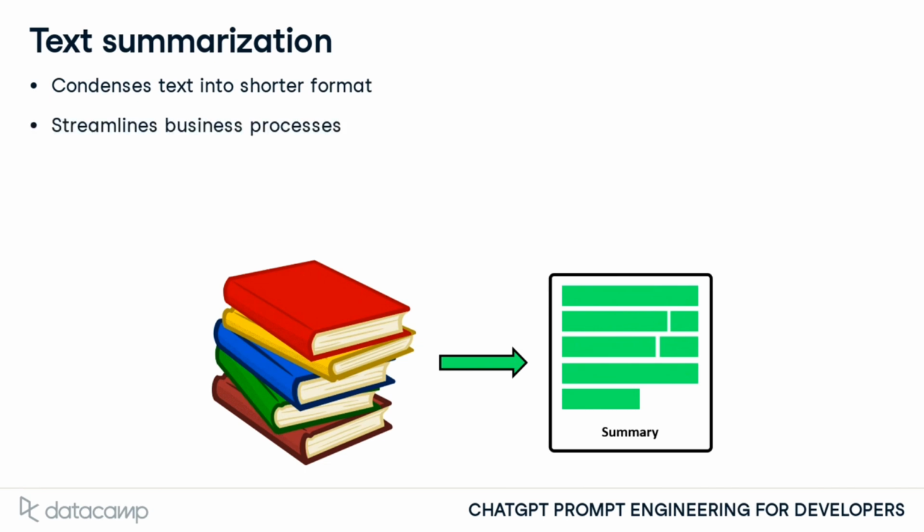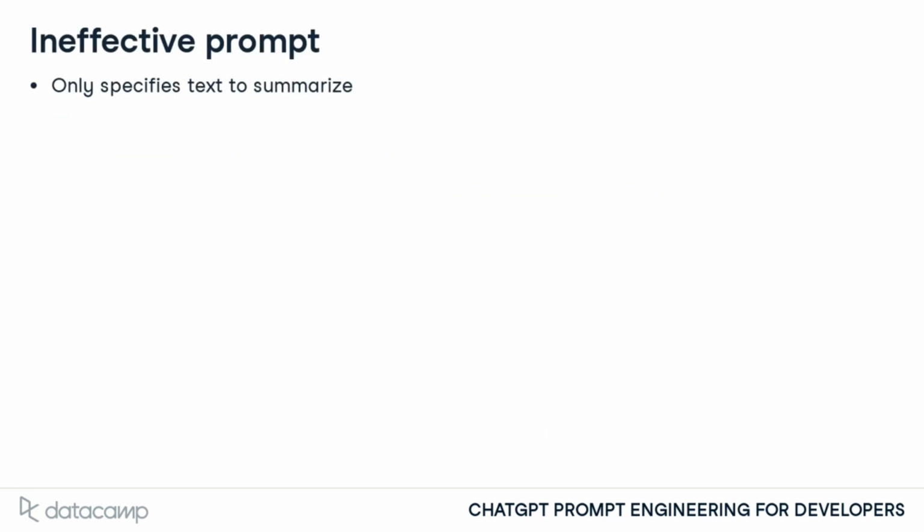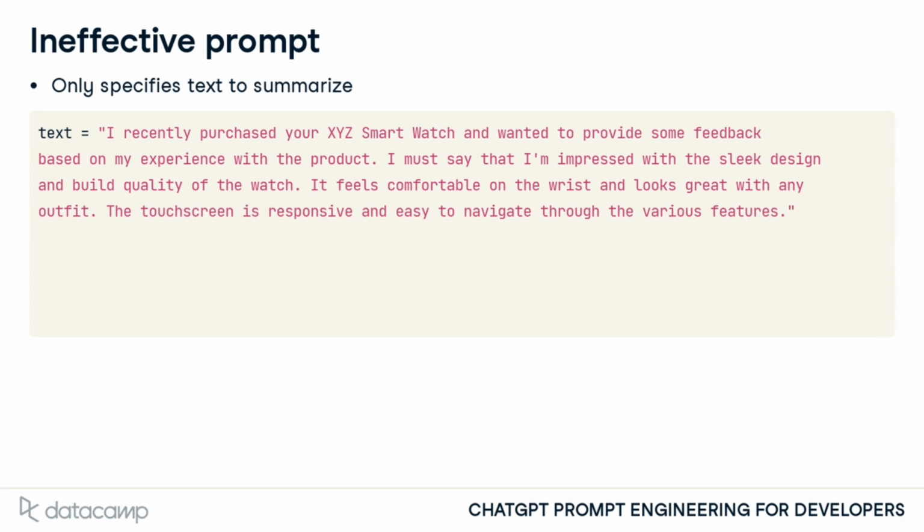In finance, it speeds up decision-making by summarizing lengthy reports. In marketing, it turns customer feedback into actionable insights for better campaign strategies. If prompted effectively, language models can be leveraged for summarization. Summarizing text can seem straightforward, providing the model with text and asking to summarize it. For example, here we have a smartwatch review covering design, quality, and comfort.